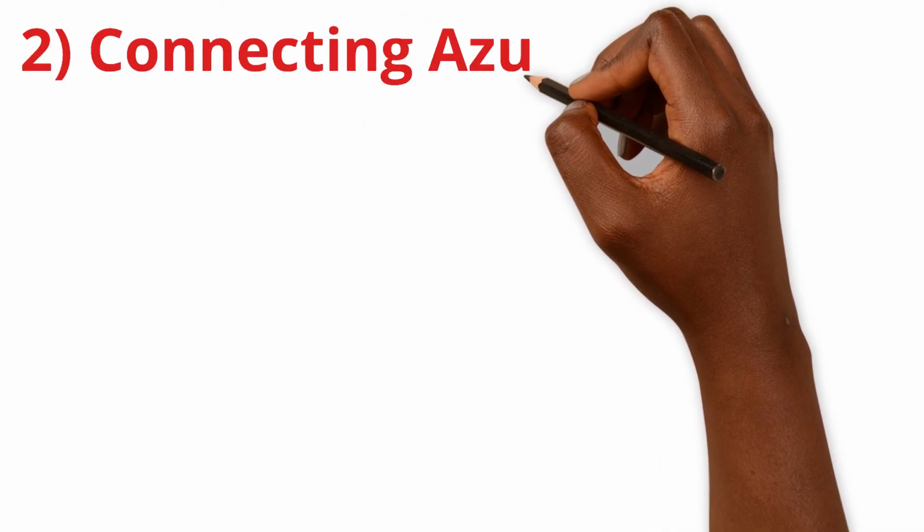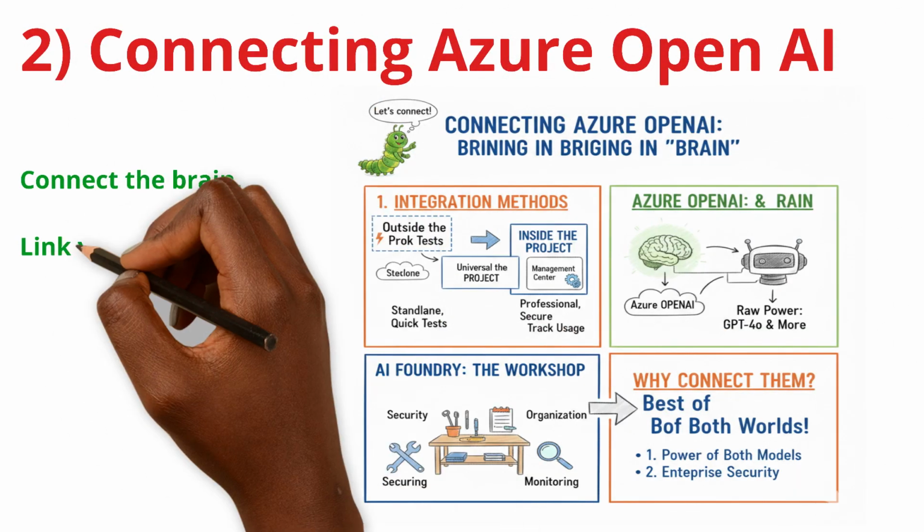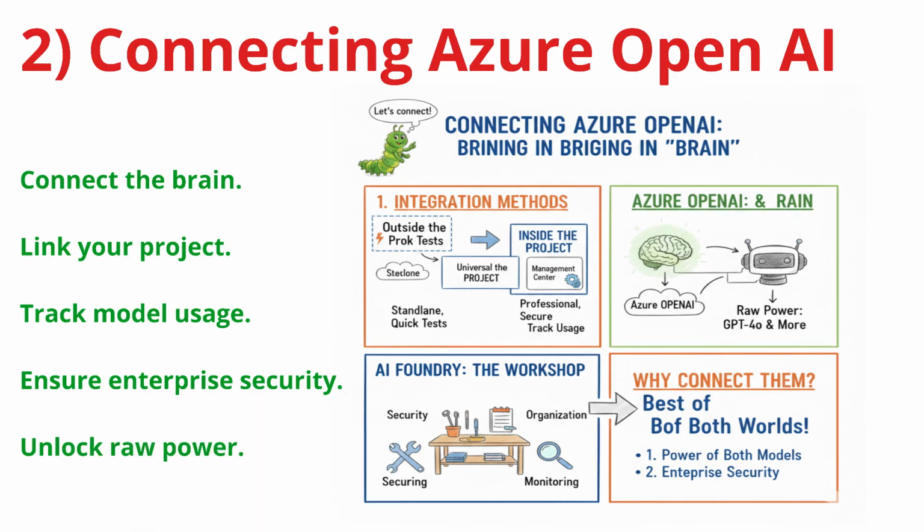To bring your AI applications to life, you need a brain. And in this ecosystem, that brain is Azure OpenAI. Think of Azure AI Foundry as the workshop and OpenAI as the powerful engine under the hood. To start building, you first need to establish a connection. You have 2 main paths for integration. First, you can connect outside the project.